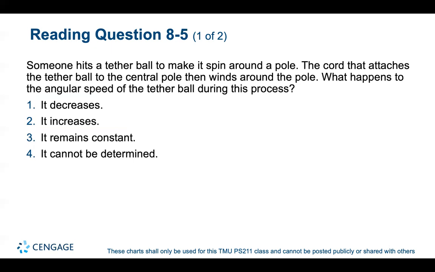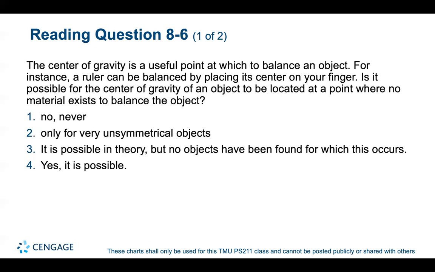Someone hits a tetherball to make it spin around a pole. The cord attaching the tetherball to the pole then winds around the pole. What happens to the angular speed of the tetherball during the process? Similar to the last question, it increases because it gets closer and closer to the pole, just like when a skater pulls his or her arms in.